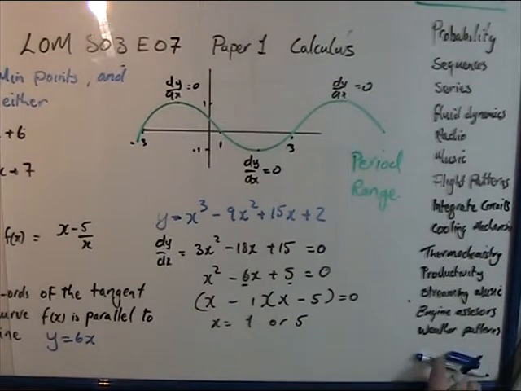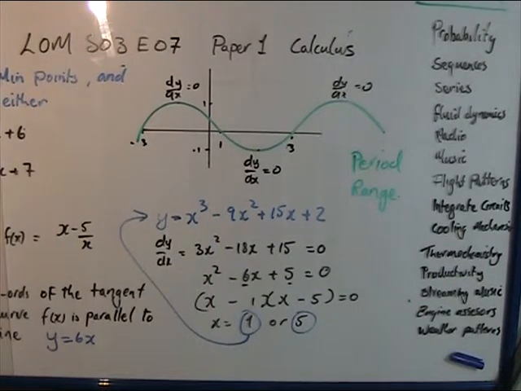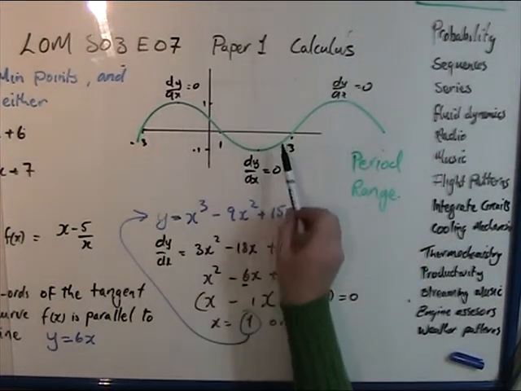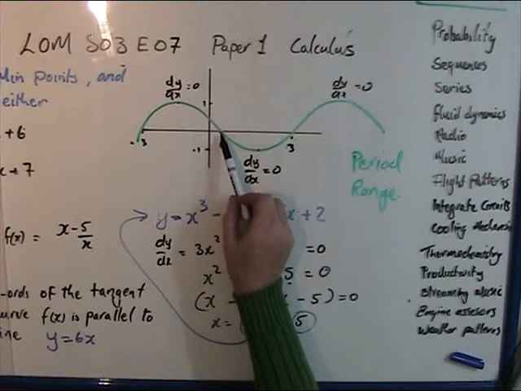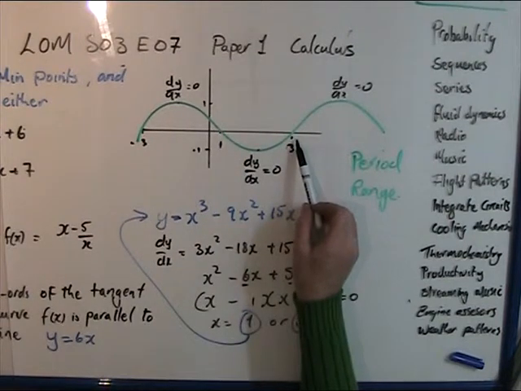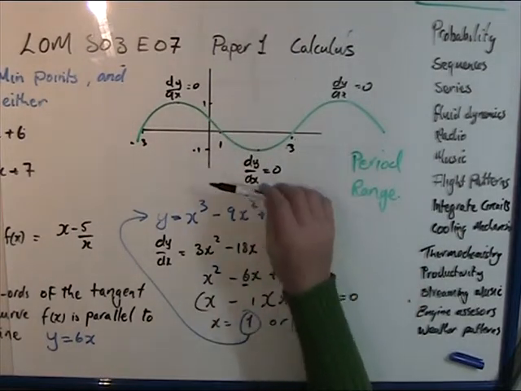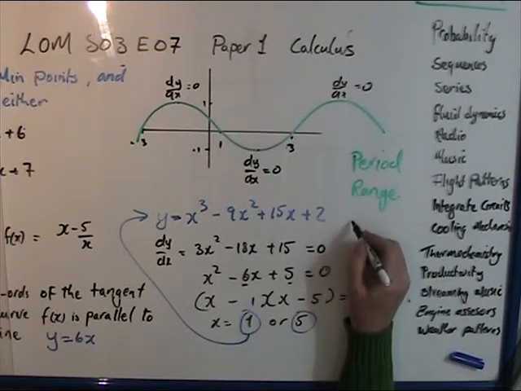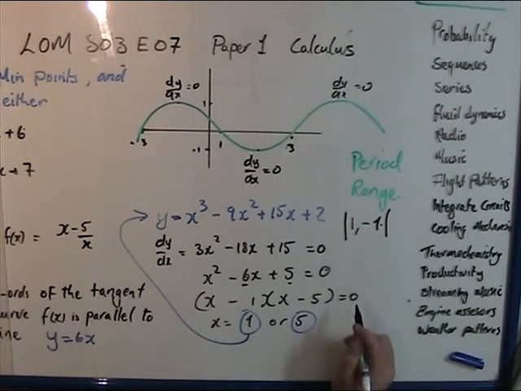Now, to find the corresponding y values, I have to put it back into the equation. Before I continue on, the range here: what's the period? You can see that the period is starting to repeat here. It's 3 units to here, and then 3 units to here, so the period is 6 units. And the range goes from 1 to minus 1. That's how you write the range, 1 to minus 1.